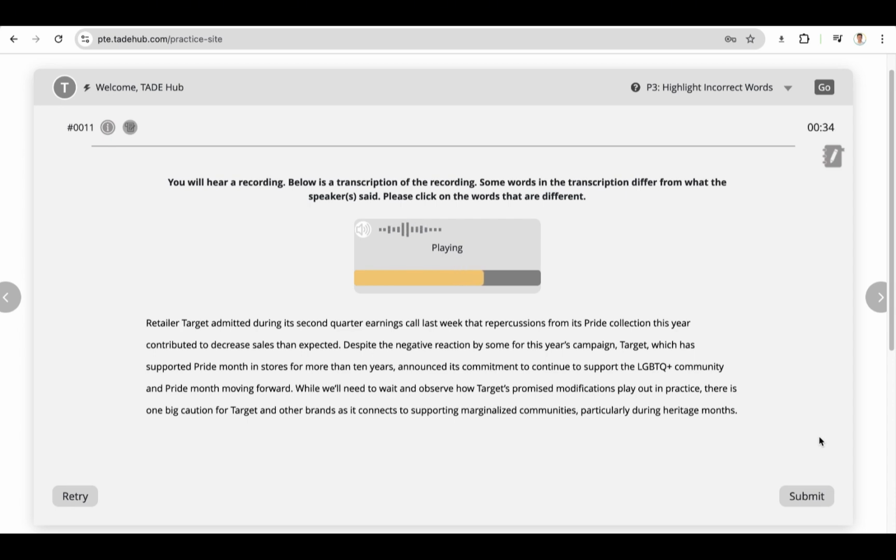While we'll need to wait and see how Target's promised modifications play out in practice, there is one big caution for Target and other brands as it relates to supporting marginalized communities, particularly during Heritage Months.